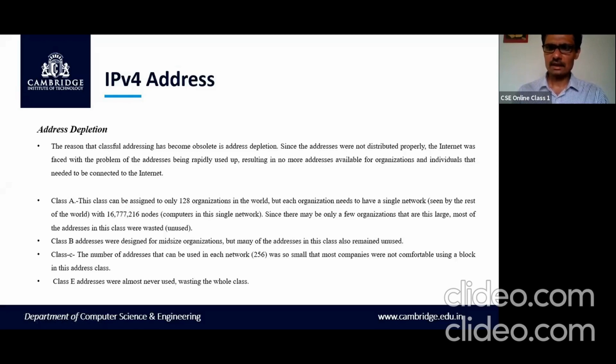Even if you take a very large organization like Microsoft or Infosys or TCS, whichever, they don't require this many connections in their whole network. This is a very large number. Even if they use some 5 lakh addresses, there are still many addresses which are unused, and others cannot use them. Similarly, class B and class C are again very small in size, so you cannot have a large number of addresses in the world.